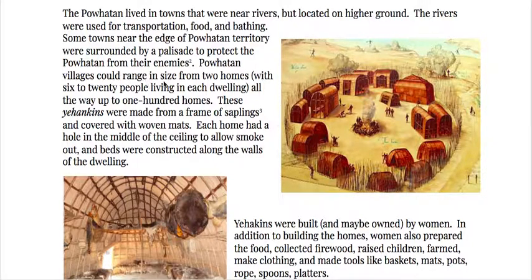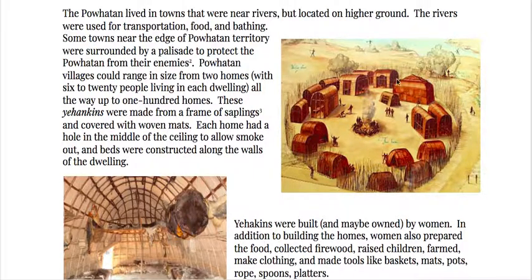Powhatan villages could range in size from 2 homes with 6 to 20 people living in each dwelling, all the way up to 100 homes. These Yeehakans were made from a frame of saplings, which is a small tree, and covered with woven mats, which were really intricate weavings. Each home had a hole in the middle of the ceiling to allow smoke out, and beds were constructed along the walls of the dwelling.